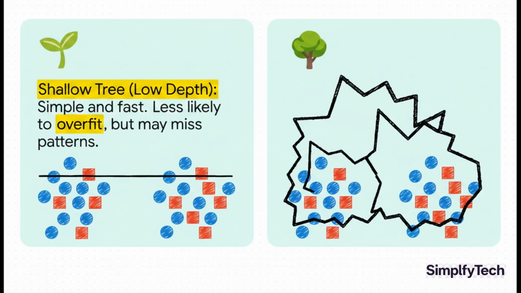On the flip side, a really deep tree has low bias but high variance. It can learn incredibly complex patterns, but it's also in massive danger of just memorizing the training data, including all its quirks and noise. When that happens, it performs terribly on new data it's never seen. Finding that perfect balance is the name of the game.